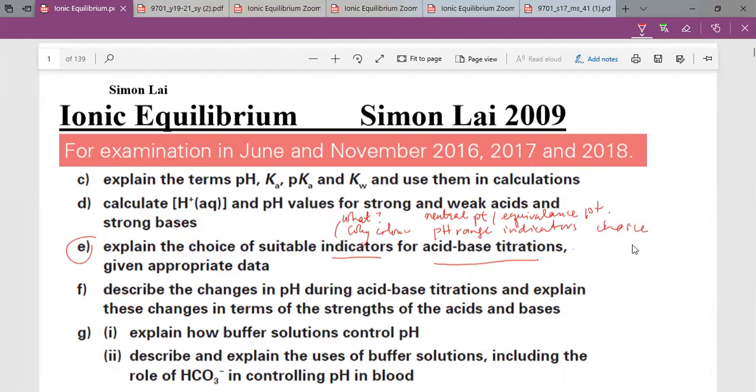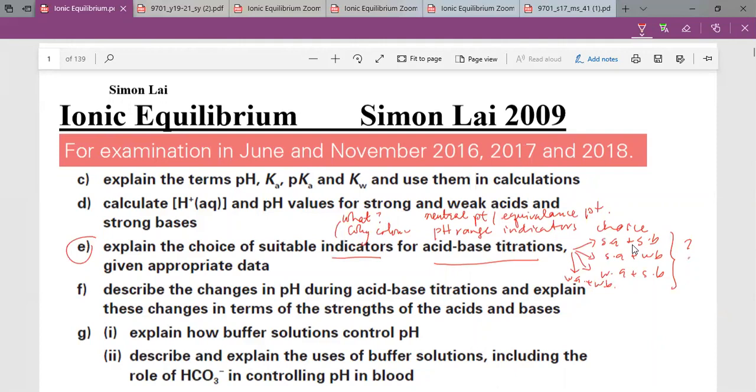Of course, acid-base titration has four kinds: strong acid and strong base, strong acid and weak base, weak acid and strong base, and of course weak acid and weak base. So there are four kinds of titrations. What choices of indicators are we to choose? Can we find out or not?